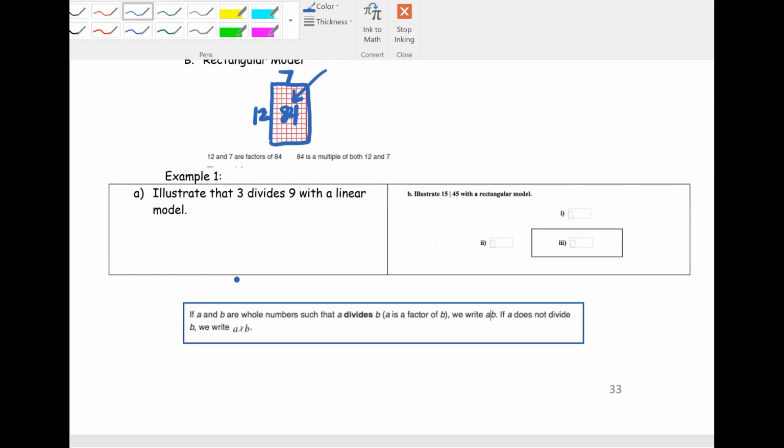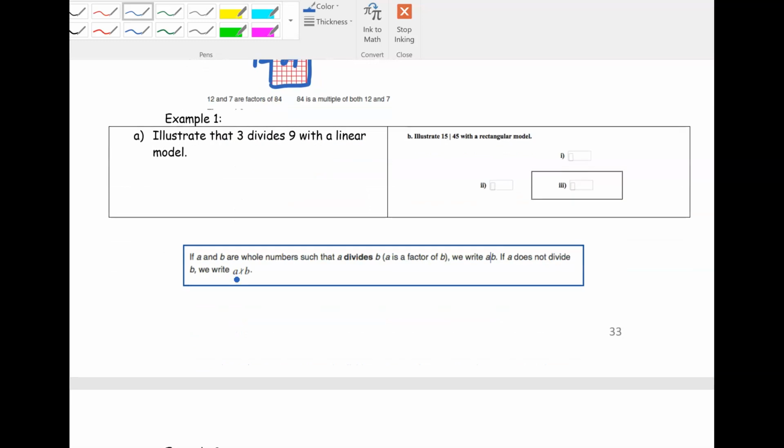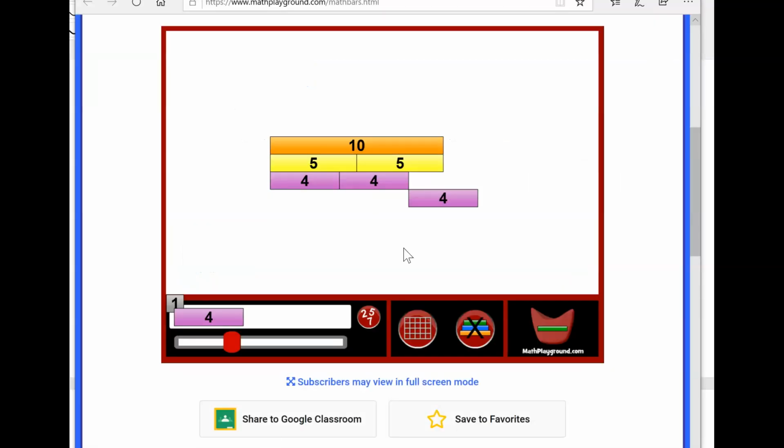So let's do a couple of examples. Example A: illustrate that 3 divides 9 with a linear model. So let me go back to that virtual website. I'm going to find the 9 rod. So here's the 9 rod. And it says show that 3 is a factor of 9. So I'm going to find the rod that's length 3, and I'm going to put it right underneath. And I'm going to stack the 3s together until I make a 9.